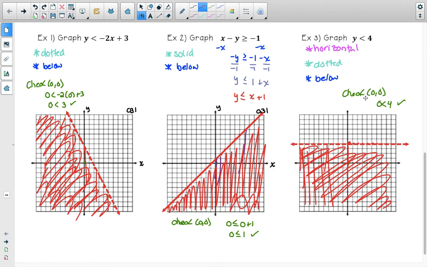If it had ever been greater than, we would have shaded above the line. And we would have seen that 0, 0 would not have worked here. But that's if it had said greater than.